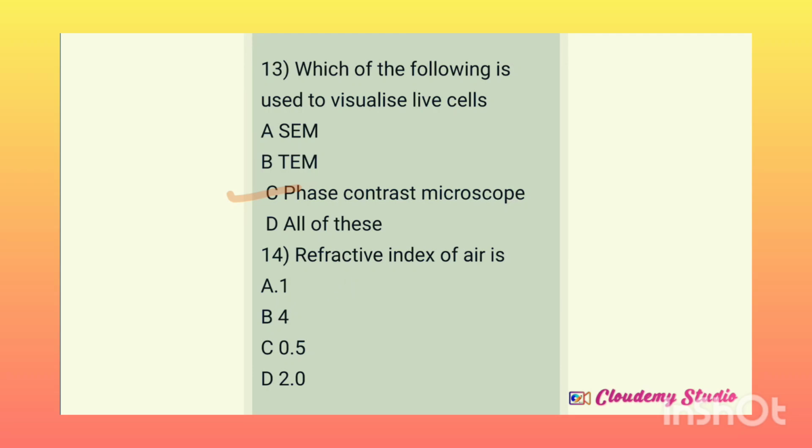Next question, the refractive index of air is A option 1, B 4, C 0.5, D 2. So here the answer to this question is 1. The refractive index of different media is used to determine the numerical aperture of the lens system. Here the refractive index of air is 1, and that of the oil immersion objective is 1.56. Remember this, because immersion oil is used when we use the oil immersion objective in a compound microscope.